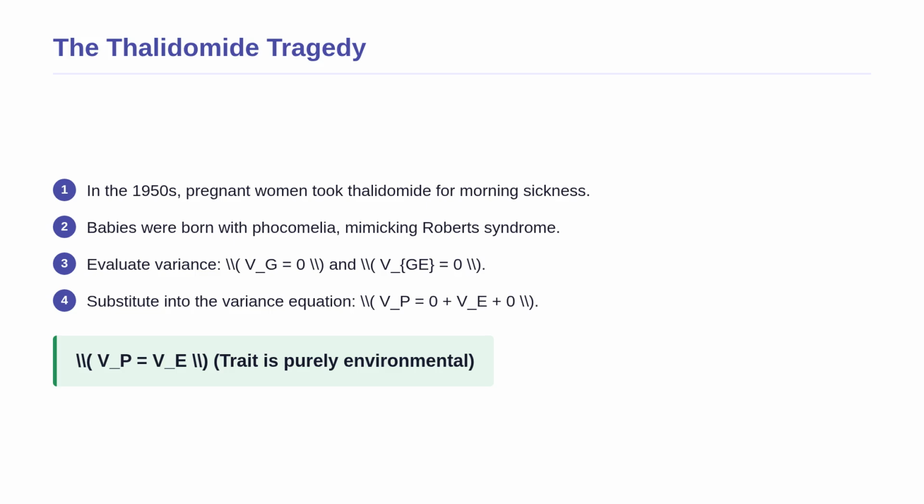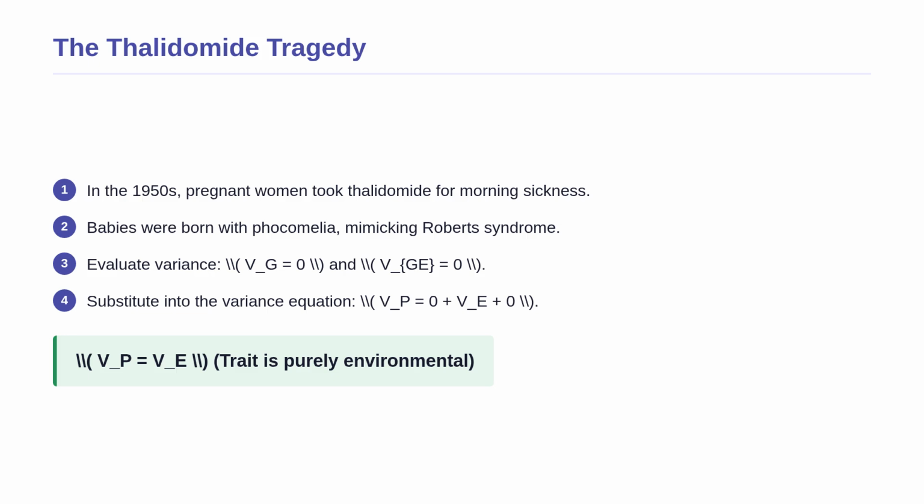Now that we have our variance equation, let us apply it to a tragic but important historical example. In the late 1950s, many pregnant women took a drug called thalidomide to treat morning sickness. Thousands of their babies were born with a severe condition called phocomelia, where limbs are extremely shortened. This perfectly mimics a rare recessive genetic mutation called Roberts syndrome.